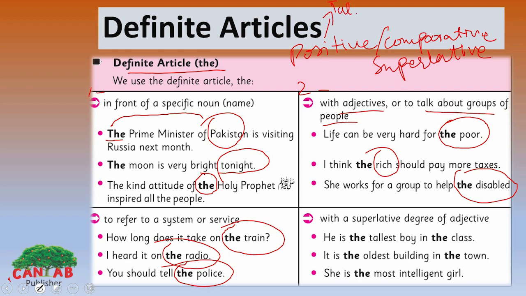Tall will be the positive degree, comparative degree will be taller, and superlative degree will be tallest. Here we put the before the superlative degree of adjectives. He is the tallest boy in the class. Here the superlative degree is tallest and the definite article is the. It is the oldest building in the town. She is the most intelligent girl.